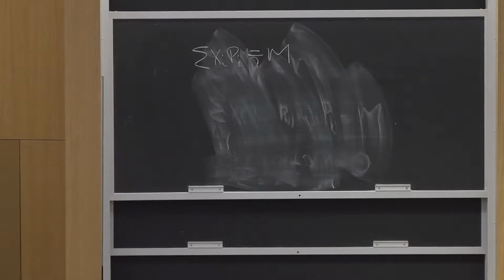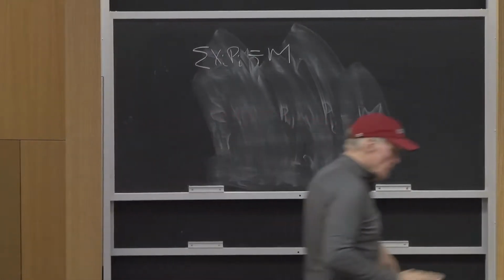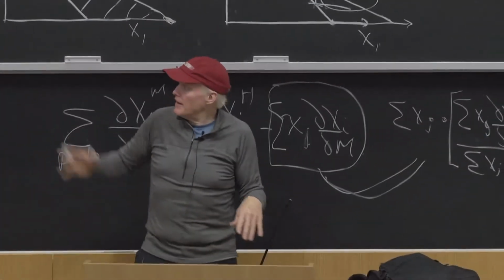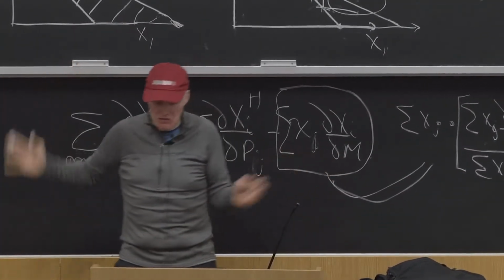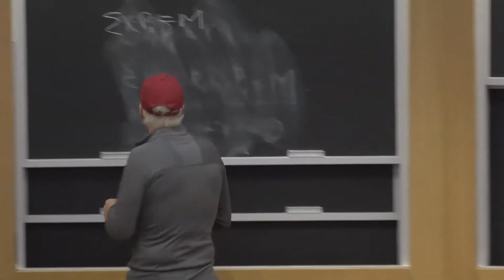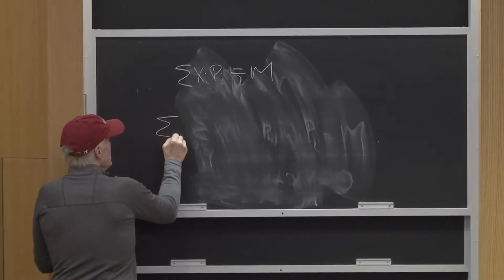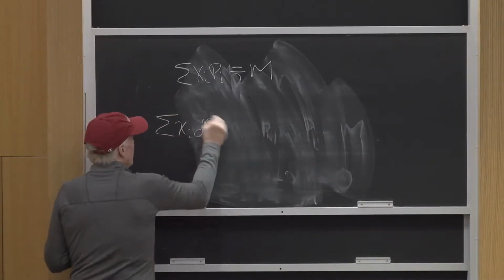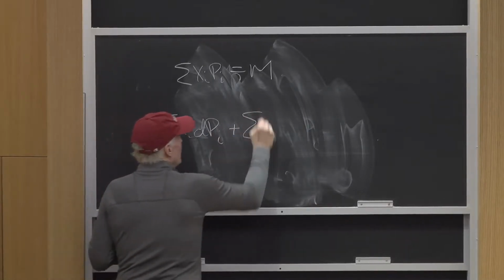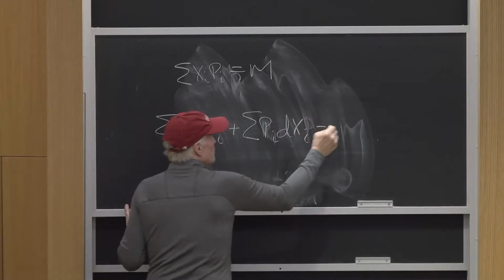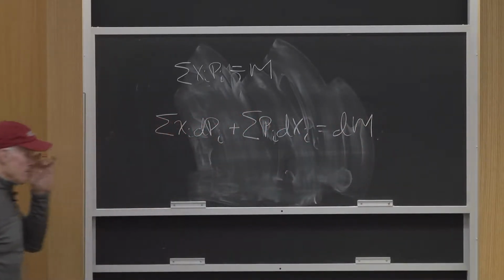And now I'm going to look at what happens changing everything at the same time. I'm going to change x's, p's, and m's. So I'm going to shift from one equilibrium to another, changing both prices and income, and letting people respond by changing their mix of consumption. So it's just a total change. So the total derivative of this is the sum of xi dpi plus the sum of pi dxi equals dm. Okay? Everybody agrees with that, right?